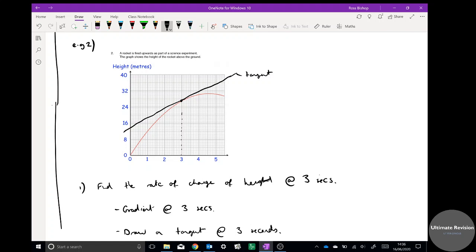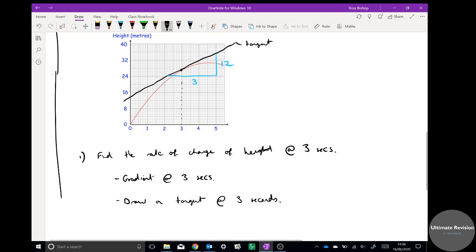So a tangent just touches the point at 3. And then to work out the gradient at 3, I need to work out the gradient of the tangent. I do that by drawing a triangle at any point there. Again, try and make it easy for yourself. I'm going to say it goes from 24 to about 36, so about 12 high. Again, yours might be slightly different. And then I'm going to get roughly 3 across.